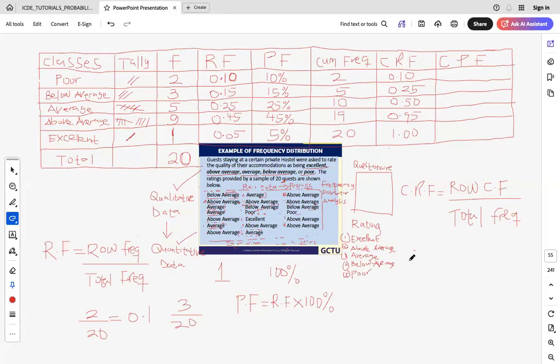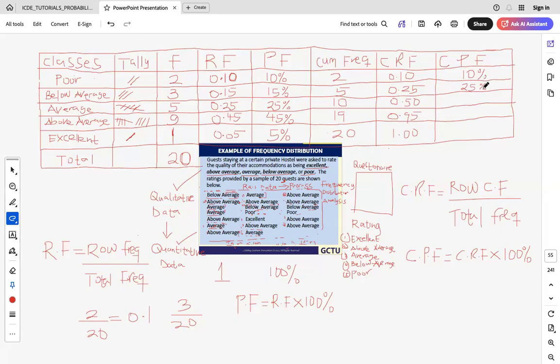The last column, CPF. CPF is CRF multiplied by 100%. CRF multiplied by 100%. So these same values you are seeing here, we are just going to multiply them by 100 and then we record. 0.10 multiplied by 100%, you have 10%. 0.25 multiplied by 100%, you have 25%.